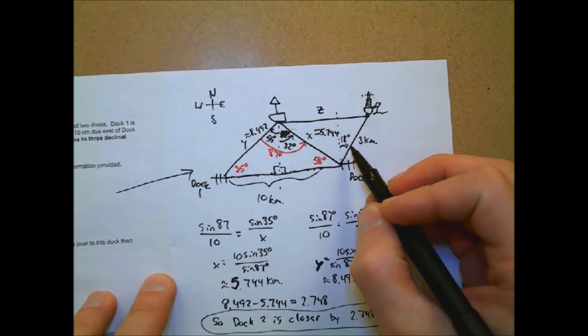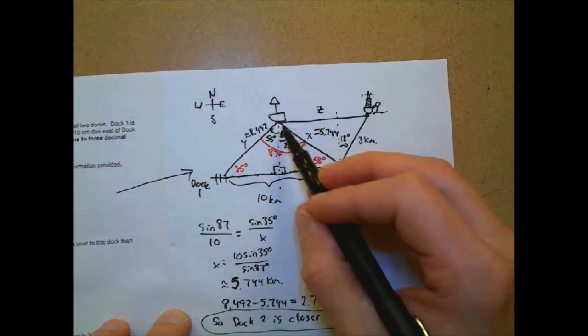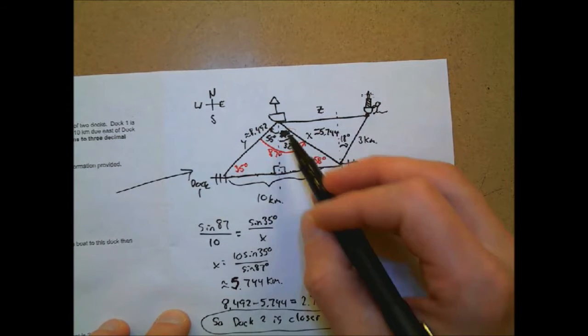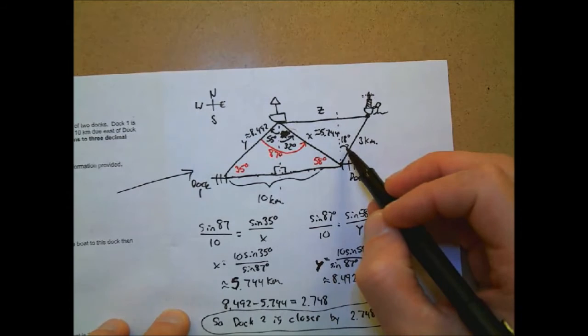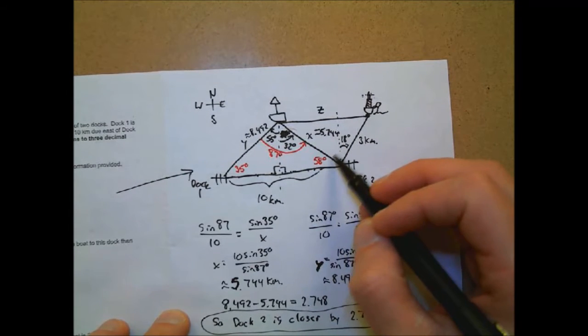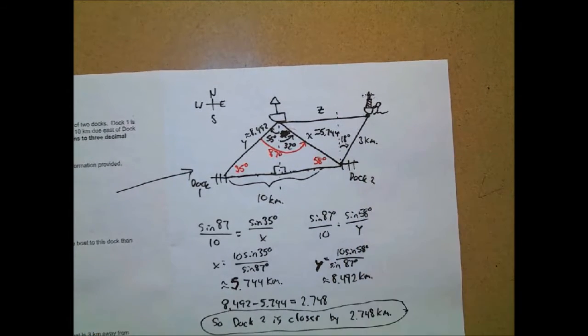So what kind of information does it look like we're setting up for here? We have a side, and we have this little part of the angle. So it looks like we're maybe going to do a side angle and a side here. Wait, no.